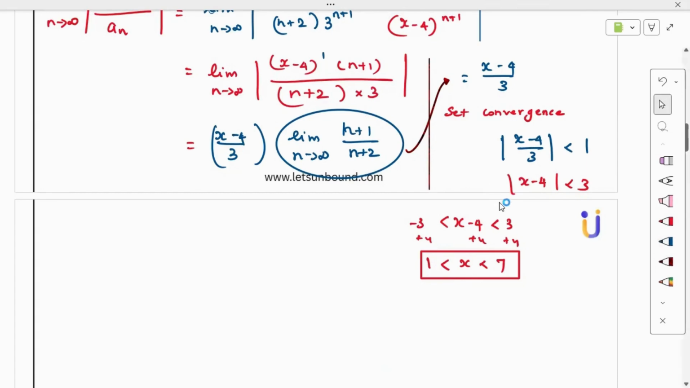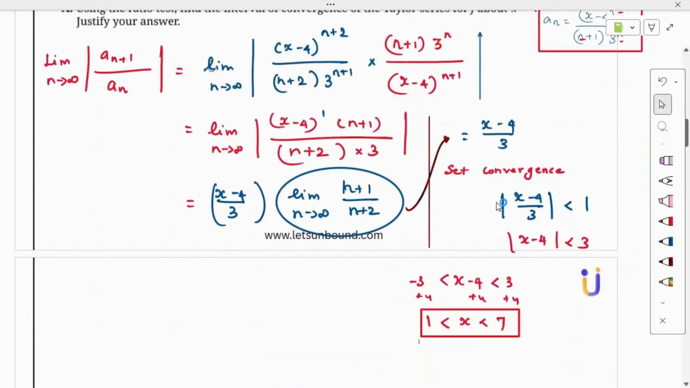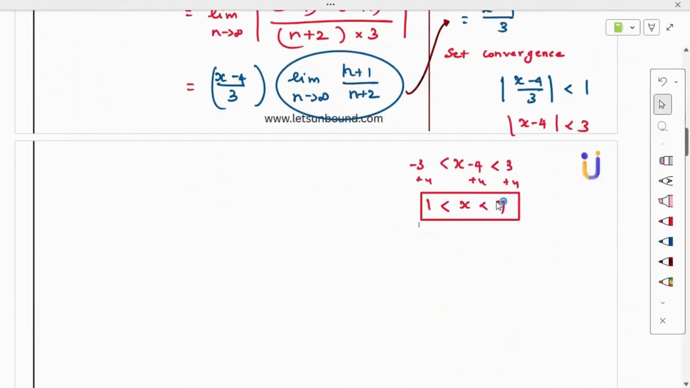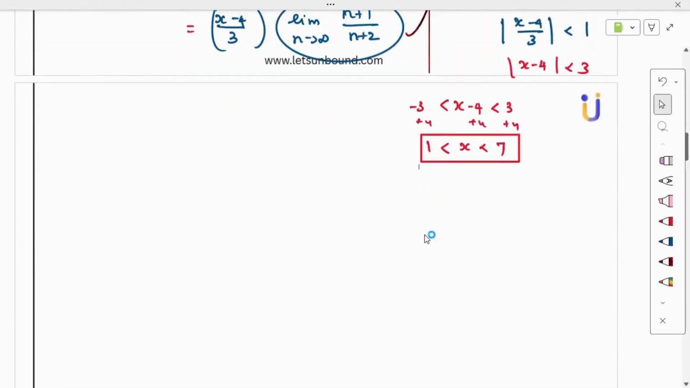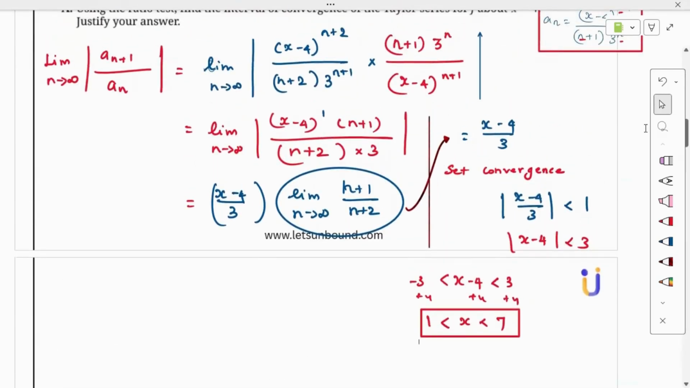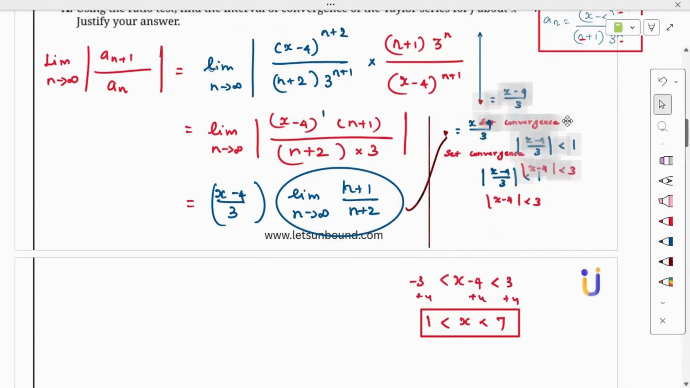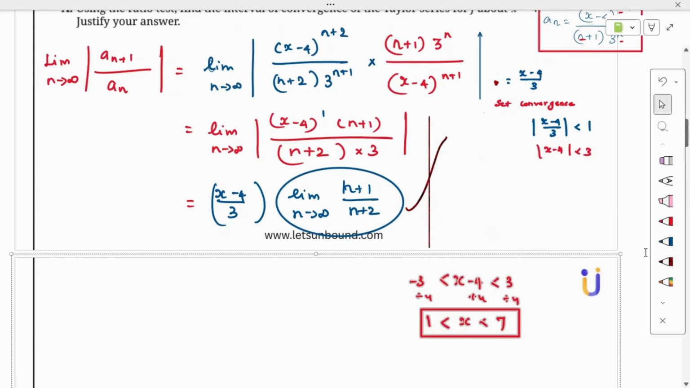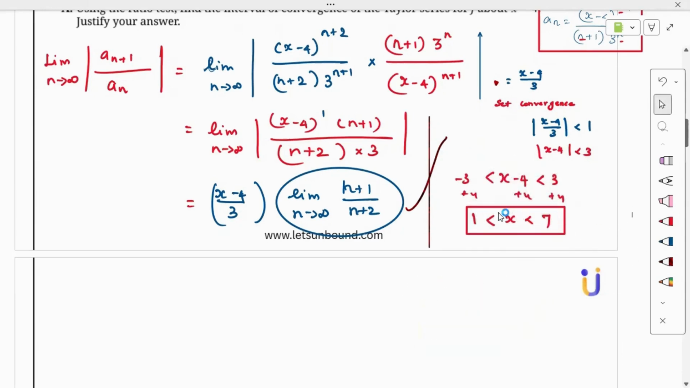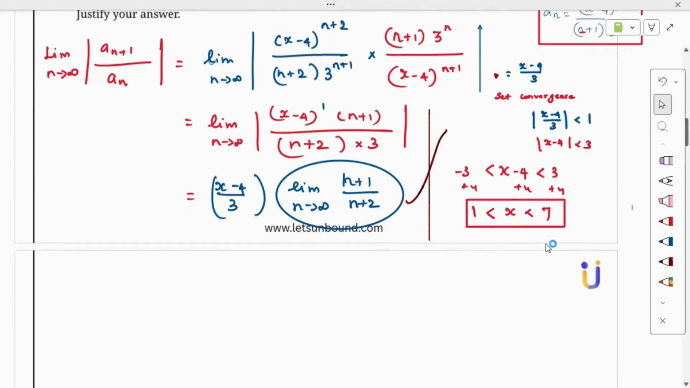And now, one important thing. We need to apply the test on the endpoints. Okay, so let's test the endpoints 1 and 7, whether I'm getting convergence or divergence. So set convergence and find the interval. Now, how to test the endpoint? So just use 1 in your ratio test and the ratio parts that we have taken.